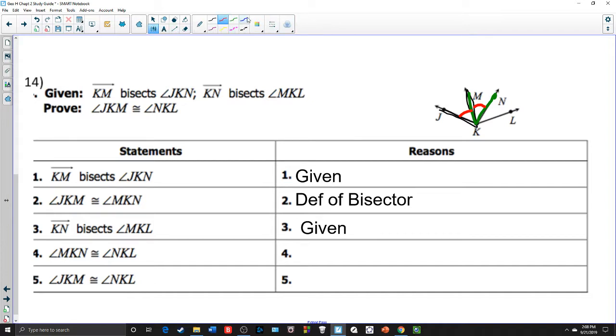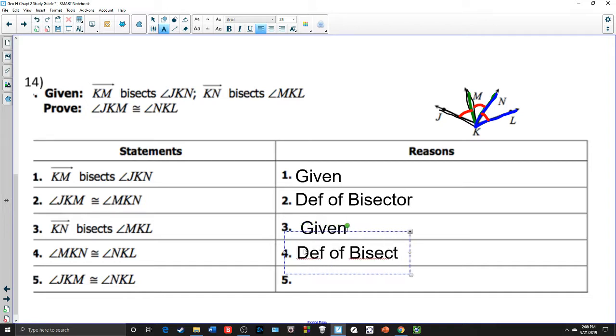So if I go back here, MKN, which again we said is this green one here, is congruent to NKL, which is this blue one here. So it's saying that these are also congruent. This one and this one are congruent. And once again, that has to do with the fact that we have a bisector there. So this is also just definition of bisector, because once again, just like a midpoint splits a segment in half, a bisector splits an angle in half.